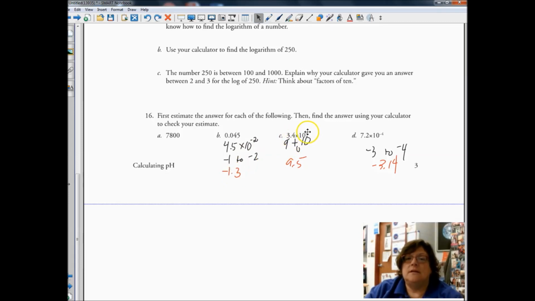3.4 times 10 to the -9th is between 9 and 10, so it's 9. And the actual value is 9.5. 7.2 times 10 to the -4 will be between 3 and 4. The actual value is -3.4.